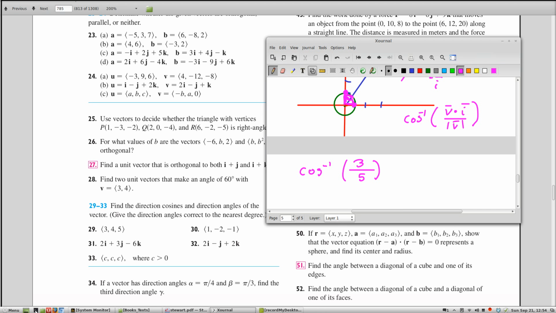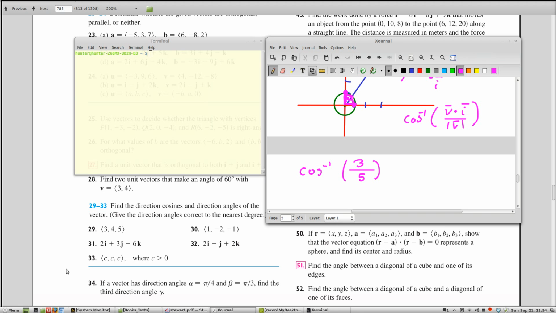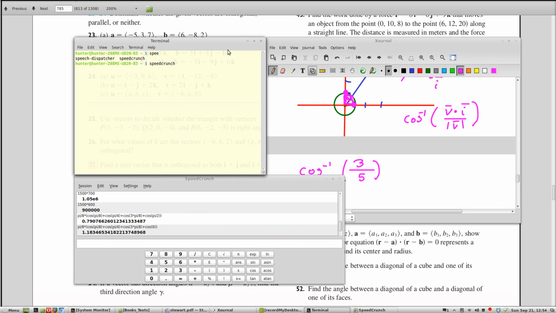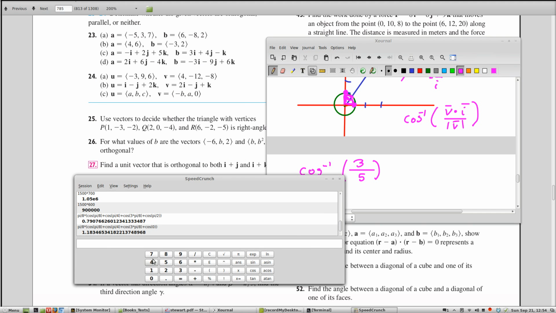And we could figure out that angle in speed crunch. Now I'm getting insecure about taking up your whole day, but I'm a recording. If you find this boring, skip ahead to some other part or just do these problems yourself, which is maybe even better. So what I want is a cos of 3/5.